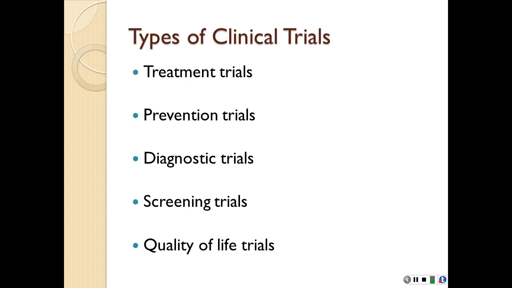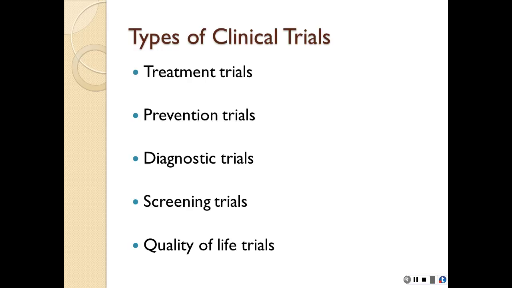Prevention trials are designed to find ways to prevent people from getting disease. So prevention trials take place before people are sick. So we're not enrolling ill people in our study. We're enrolling a group of supposedly healthy people to see if whatever intervention we have will keep them from getting sick.